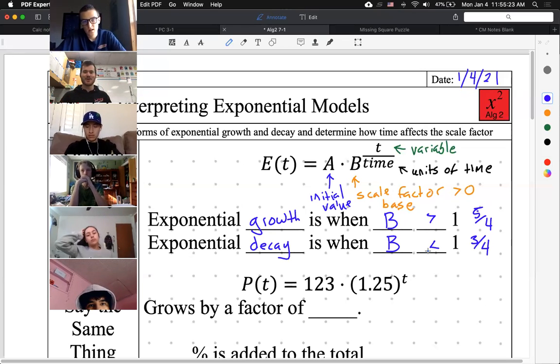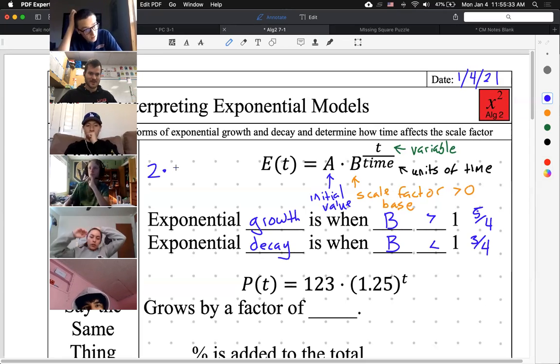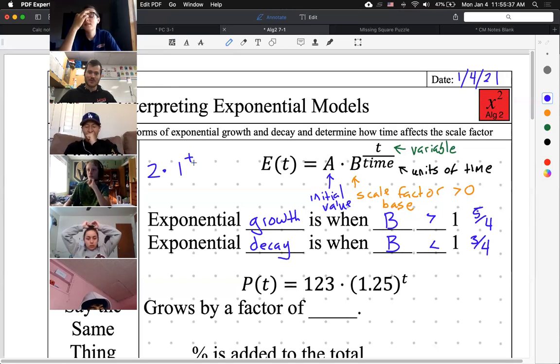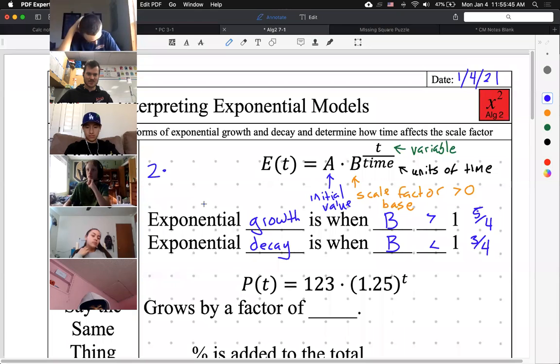If it's equal to 1, congratulations, it's not even really an exponential function, because you have a constant function. If I have 2 times 1 to the power of t, it doesn't matter what value t is, 1 to any power is 1, so your function is literally just 2. So don't make your base 1, because that's too silly.